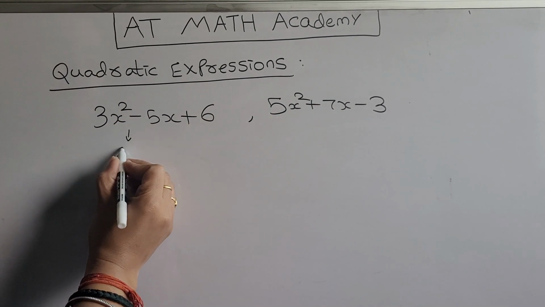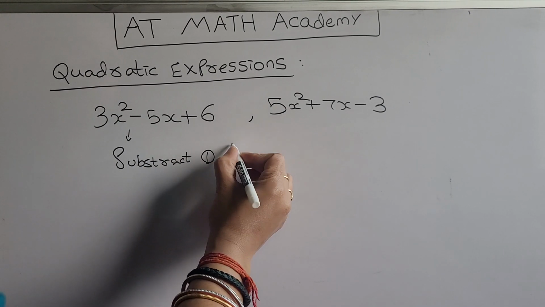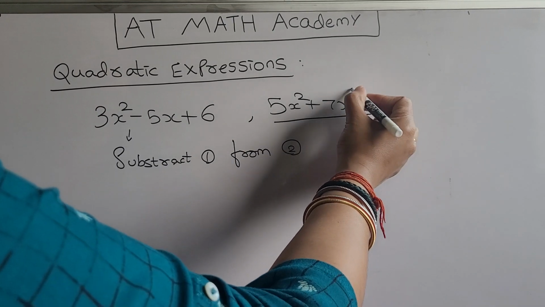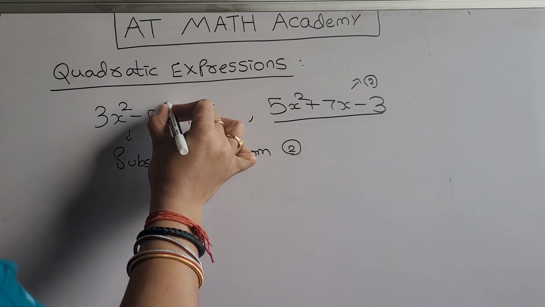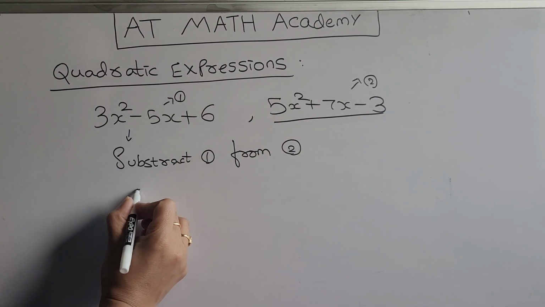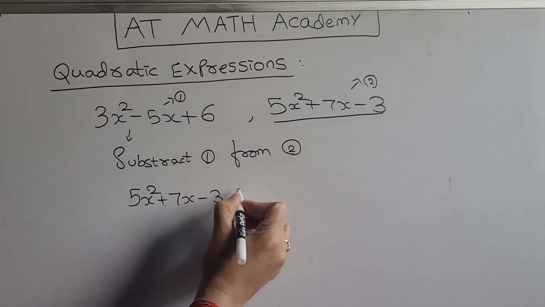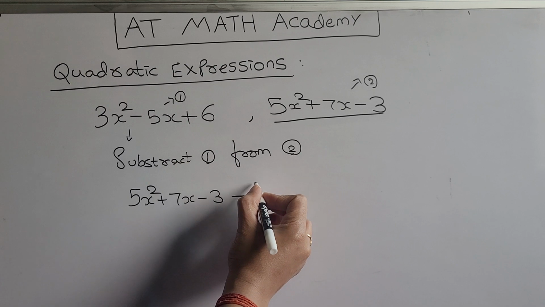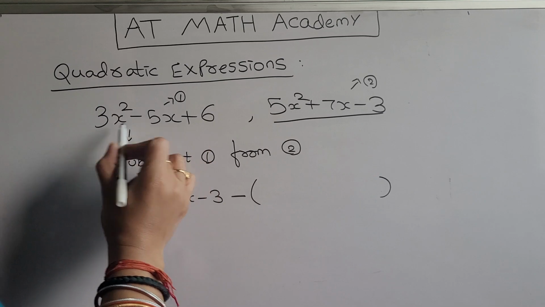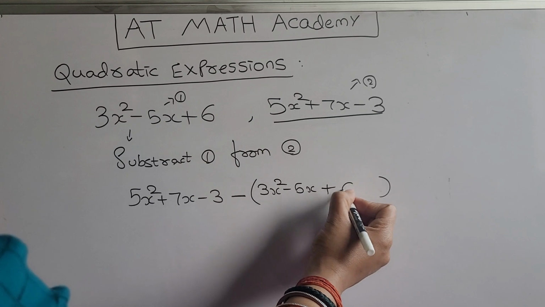So subtract 1 from 2. This is my second equation and this is my first equation. I'm going to subtract my first equation from the second, so I need to write my second equation first: 5x squared plus 7x minus 3. I'm going to subtract, so I'm taking the minus sign, and I'm going to take the complete expression within the brackets. The expression here is 3x squared minus 5x plus 6.